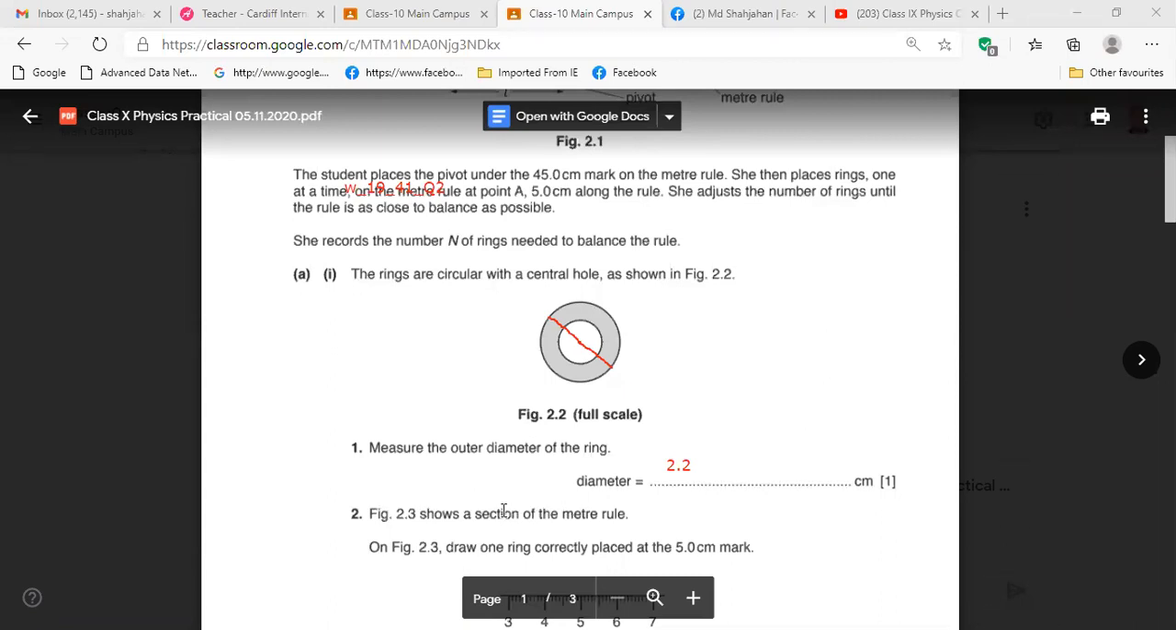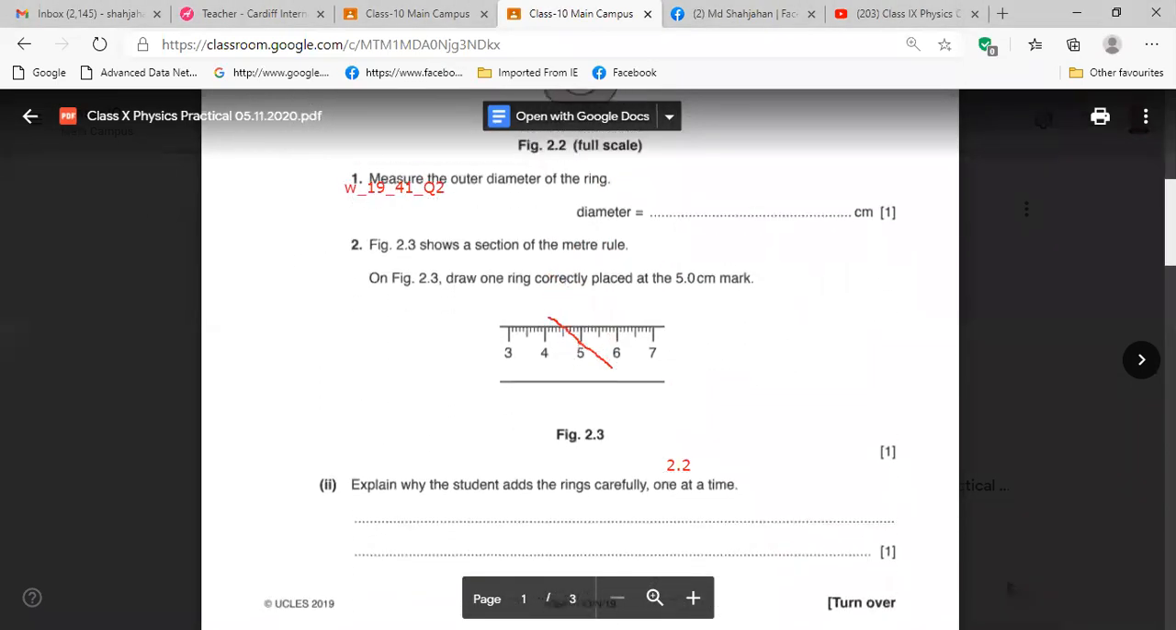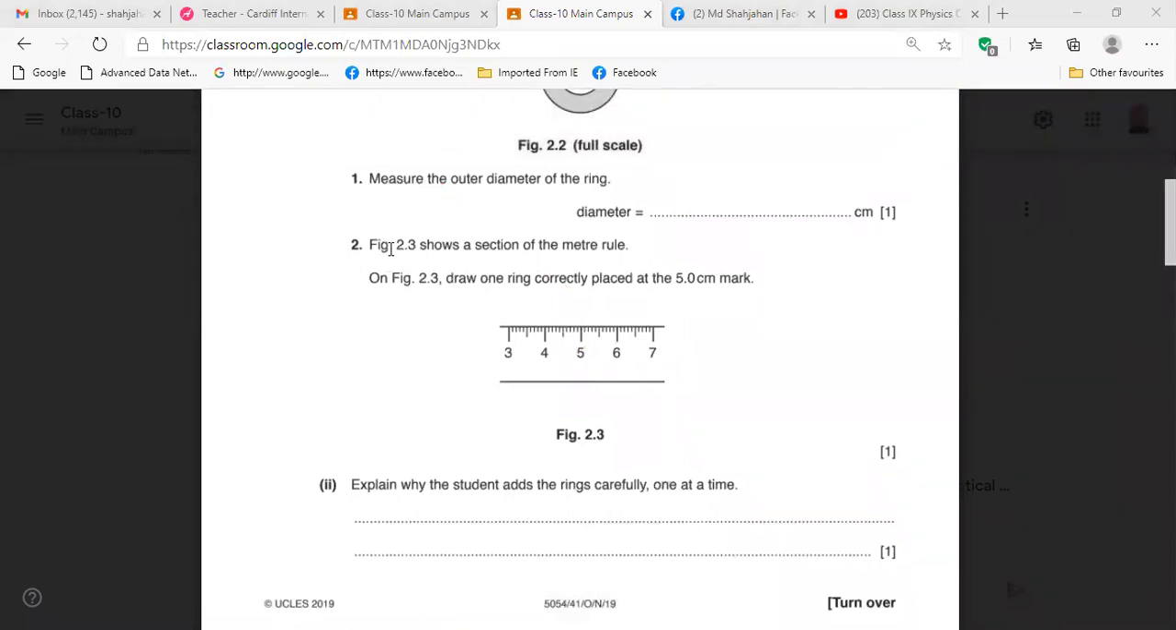Now, second part. Can you read the second part? We are done with the first part, that is 2.2 centimeter. Now, second part. Aisha, you read this part. Figure 2.3 shows a section of the meter rule. On figure 2.3, draw one ring correctly placed at the 5.0 centimeter mark. Yeah, draw one ring at the 5 centimeter mark. So how will you draw it?